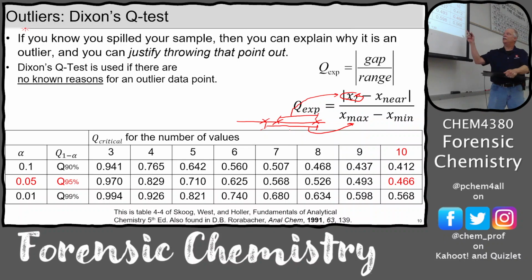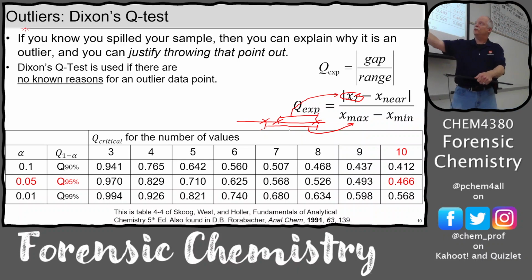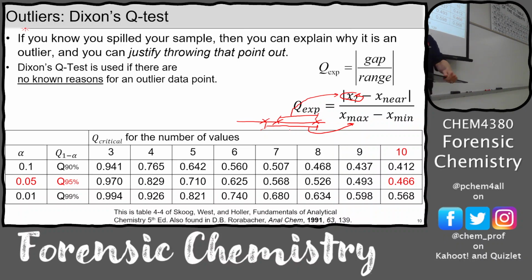And you can see that these critical values get really close to 1 when you have 3 data points like this. So it's trying to say this, the gap, 99.4% of the range. So you have 2 really close data points and then a huge gap. And so that's the test.